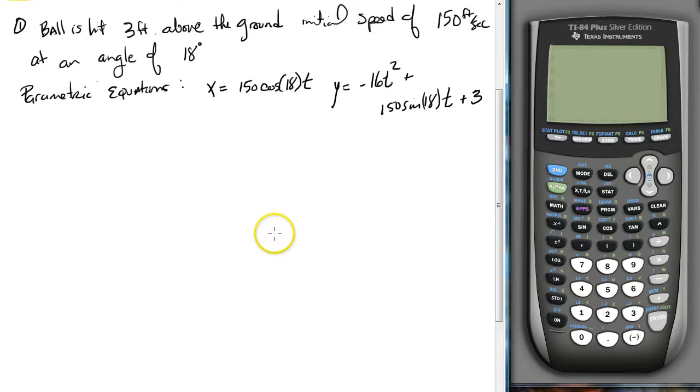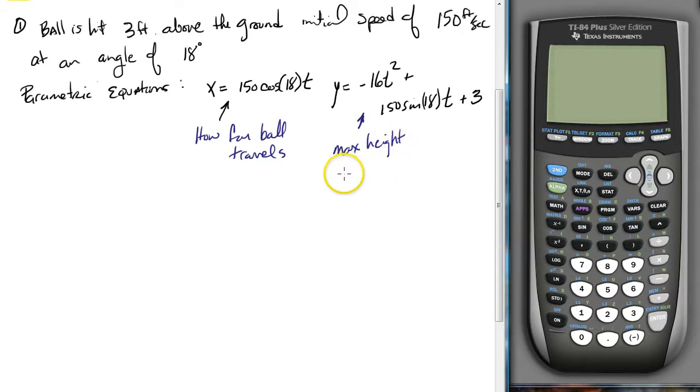So now, from these equations, we can figure out some things. The x equation is going to tell us how far the ball travels. The y equation is going to tell us the max height of the ball. How high does the ball get? And also, when the ball lands, it'll tell us the time it takes for the ball to hit the ground. So those are the pieces I can get.